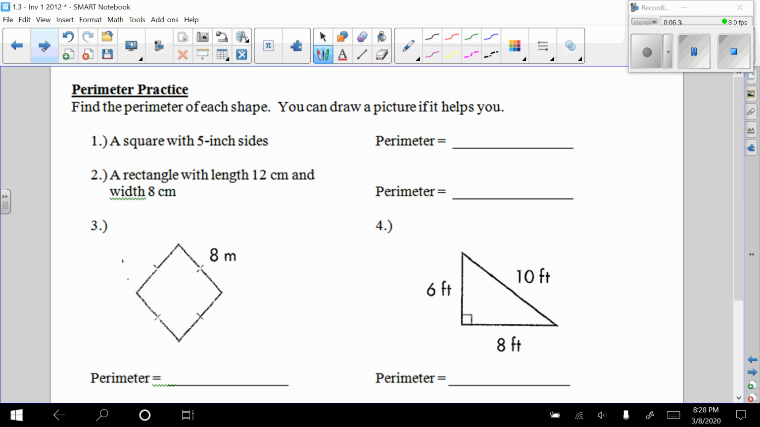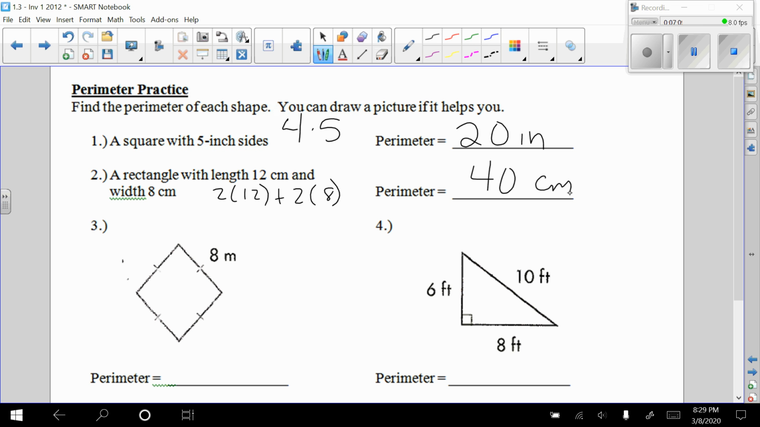Let's go ahead and practice a couple. If a square has 5-inch sides, what's the perimeter? Well, we just said that it was 4 times the side. So that'd be 4 times 5. So that would give me 20 inches. A rectangle has a length of 12 and a width of 8. Well, remember, it's 2 times the length plus 2 times the width. Those parentheses mean multiplication. Don't forget to come up with 40 centimeters.